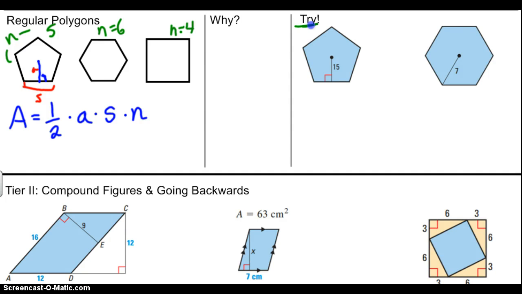Okay. In this first one, we have an apothem of 15. They don't give you the side length, and that's the difficult part. You've got to figure it out. For now, we'll just pretend the side length is 10. Okay? And then the number of sides here, it has 5 sides. So the area of this pentagon, 5-sided figure, is 1/2 times the apothem, which is 15, times the side length, which is 10, times the number of sides, which is 5. If you do that all out, the area is 375.